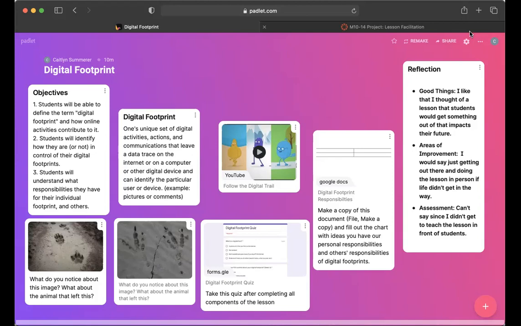And then after the video, they would make a table with one side being responsibilities for yourself with your digital footprint and responsibilities for others. So pictures, comments, search history are just the three basic things that come at the top of your head for that. And they would talk about that and why it's a responsibility or why it's other people's responsibilities, like your friends, your family members, and all that.